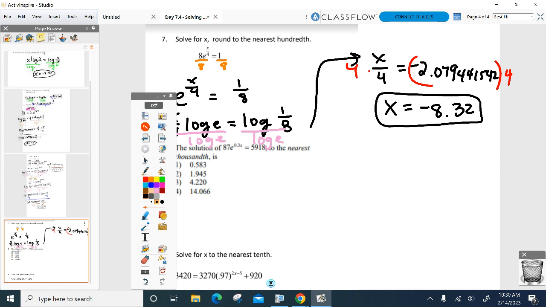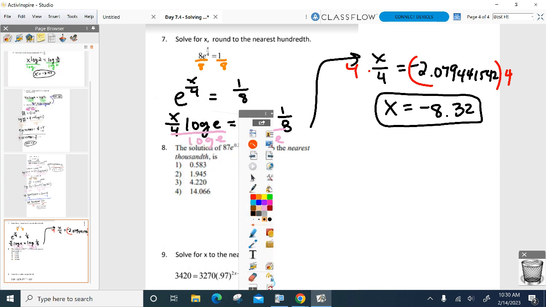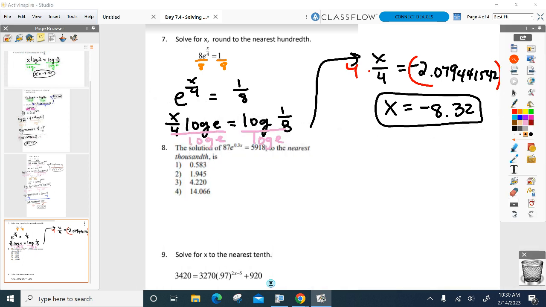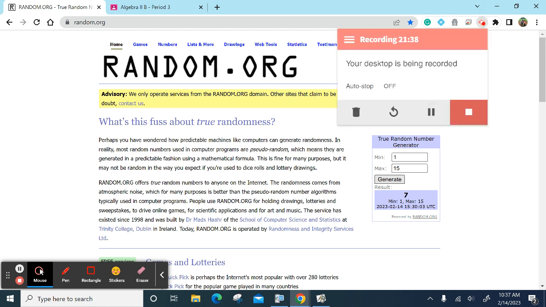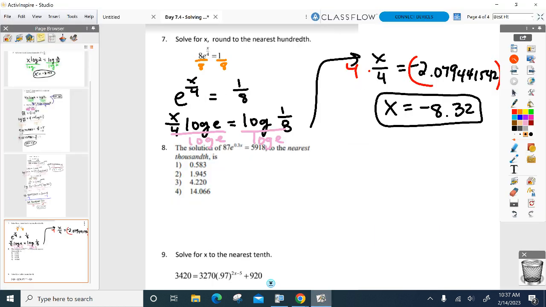Okay, a little alone time now. Go ahead, I'll walk around, try out the last two. Take a peek here and let me know seriously if you need to know where it came from. Number 8 should have been the 14.066. Divide by 87 first and then log the e.